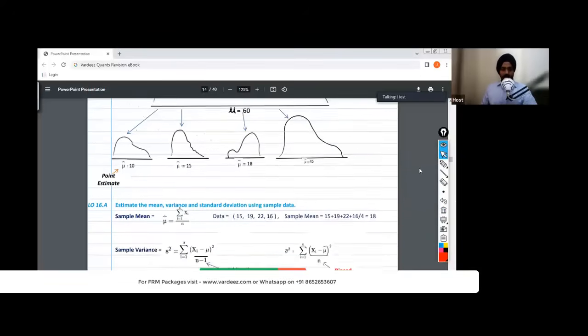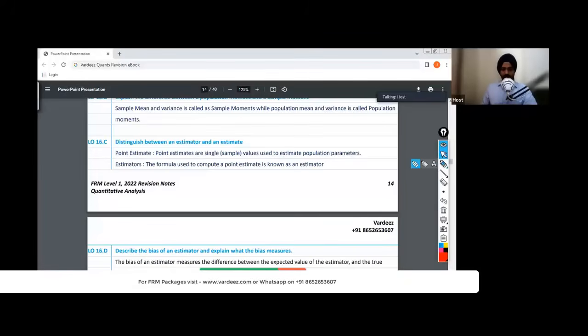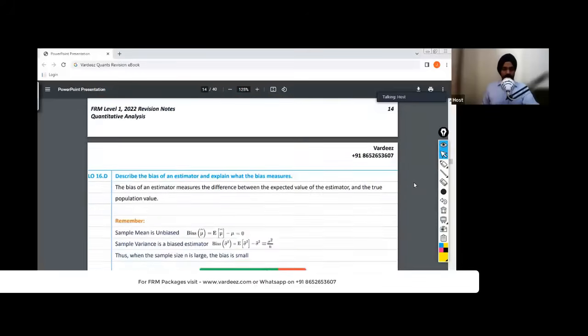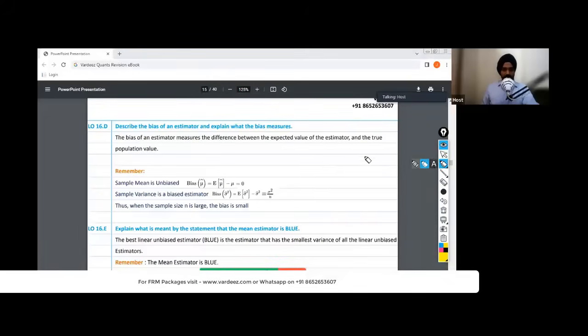Okay. Then moving on to the estimator and an estimate. So what is a point estimate? Point estimates are single sample values used to estimate the population parameter. Something that I have already told you about. What is an estimator? An estimator is a formula that helps us to calculate the sample mean or the sample variance and so on and so forth. So that is known as an estimator. Fair enough. Then we have something known as the bias of an estimator, and we will explain what the bias measures.